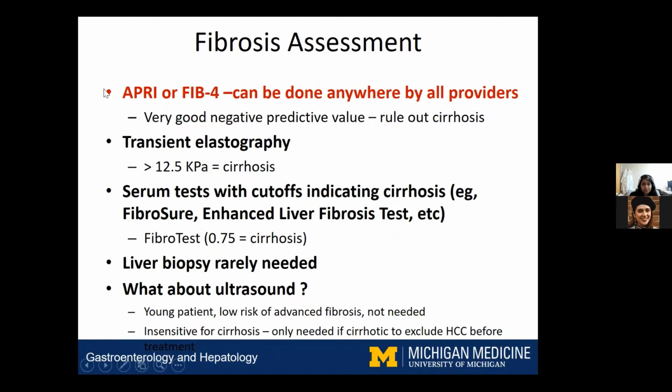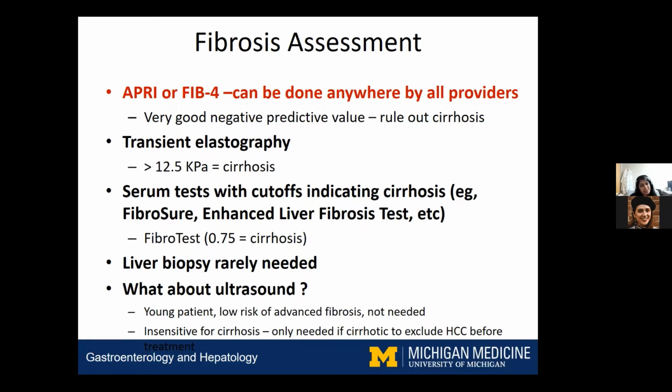So how do we do a fibrosis assessment? There are a lot of non-invasive ways that we can easily do this in our practices. And these are some of the tests that we use to assess for fibrosis of the liver. I'm going to talk a little bit about the APRI and the FIB4 test. This can be done anywhere by all providers, and it has very good negative predictive value to rule out cirrhosis.